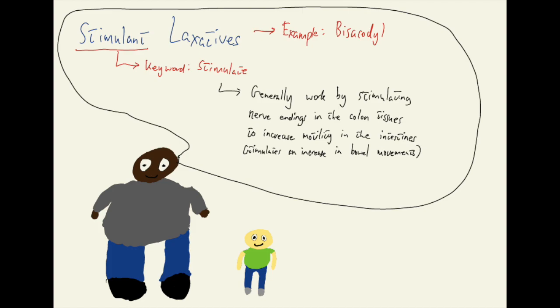Stimulant laxatives work by stimulating nerve endings in colon tissues to increase the motility of stool in the intestines, which increases your bowel movement. An example of this would be bisacodyl. Nice explanation, Dr. Jen. You're welcome, David.